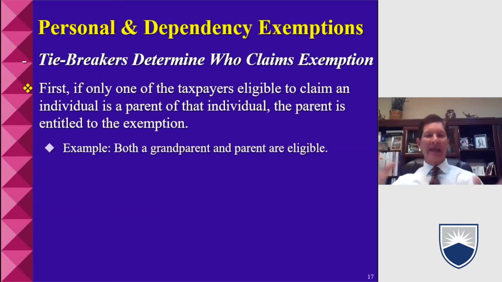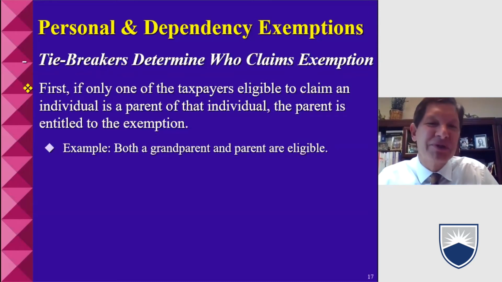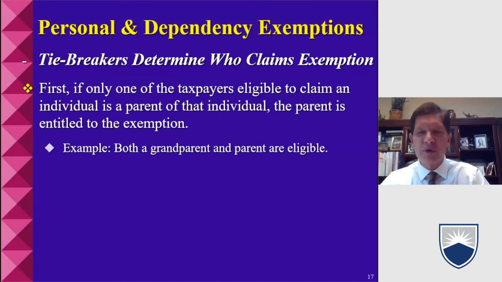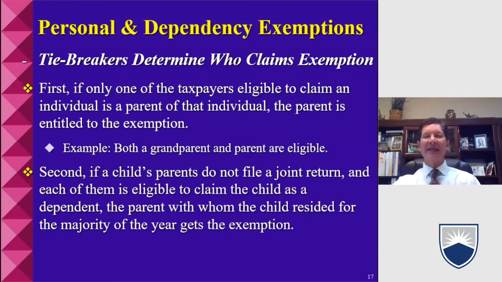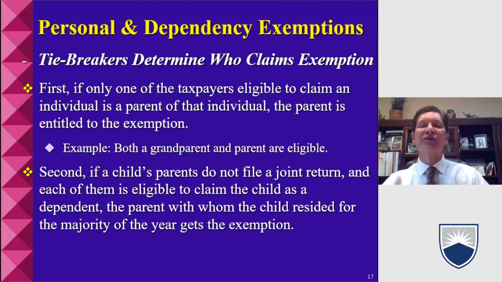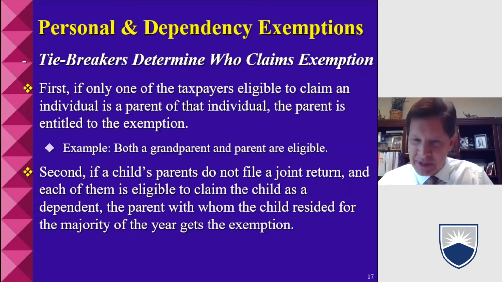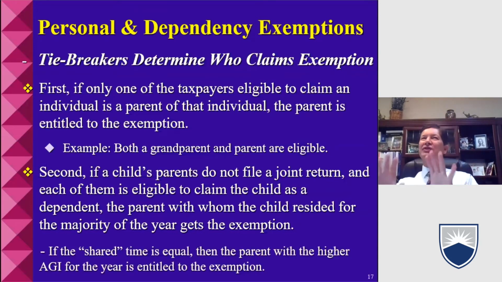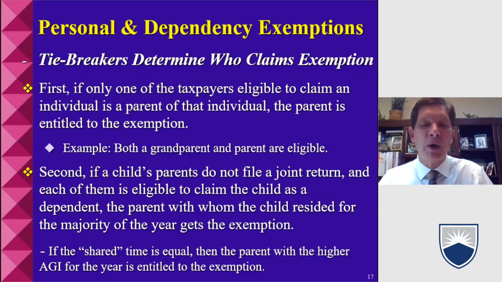Tiebreakers. They just don't make it easy. Tiebreakers determine who claims the exemption. First, if only one of the taxpayers eligible to claim an individual is a parent of that individual, the parent is entitled to the exemption. Second, if a child's parents do not file a joint return and each of them is eligible to claim the child as a dependent, the parent with whom the child resided for the majority of the year gets the exemption. If the shared time is equal, then the parent with the higher AGI for the year is entitled to the exemption. Now, at first glance, that seems very, very fair.